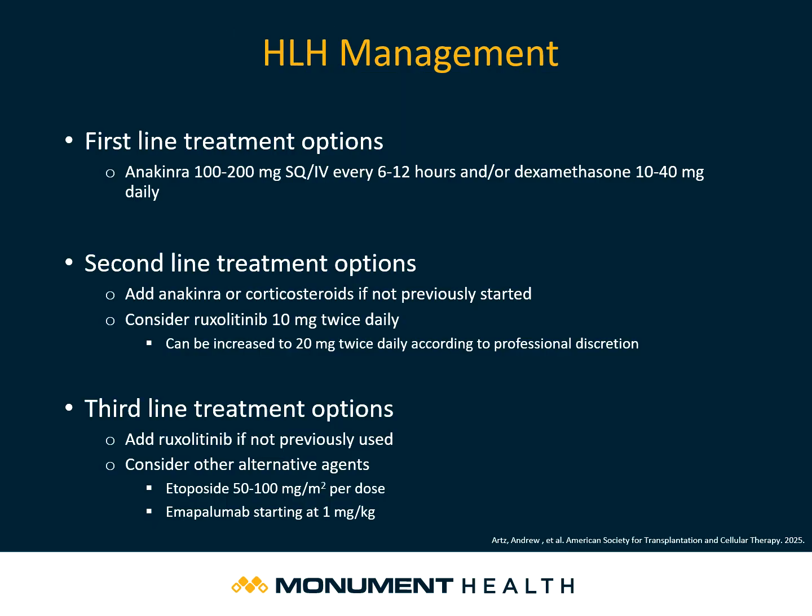For the management of HLH, anakinra, which is an interleukin-1 receptor antagonist, can be given with or without steroids for the initial treatment of HLH. But if a patient is still not responding to anakinra with or without corticosteroids, this is where ruxolitinib can be considered. If the patient still does not respond to ruxolitinib, this is where other alternative agents, such as etoposide, which we have given to a patient at Monument for HLH, can be considered. And emapalumab is another treatment option that can also potentially be considered for subsequent therapy of HLH.